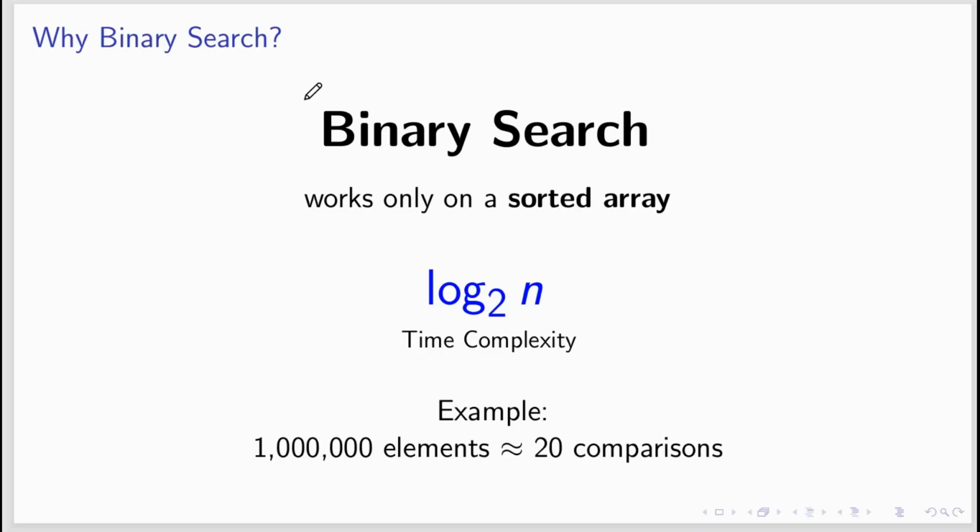In the same way, if you have 1 million elements, how many maximum comparisons are needed? You need only 20 comparisons. Within 20 comparisons, it will give you the result whether the key has been found or not. That's why this is efficient, because the time complexity is log base 2 n.